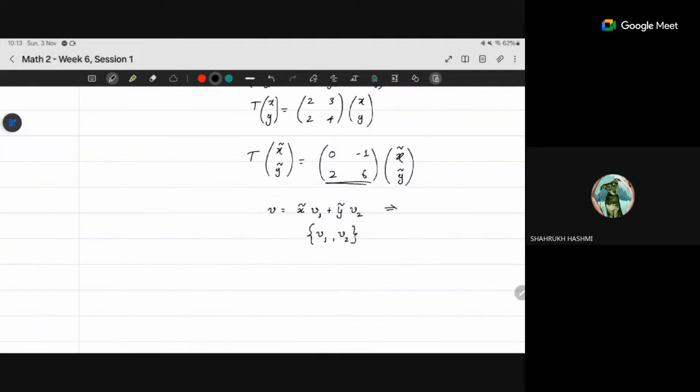If this happens, then T of v is, in this case, minus y tilde times v1, plus 2x tilde plus 6y tilde times v2. I've taken v1 and v2 for both domain and codomain; in general, it will not be that. So the only change is that you don't use the standard coordinates. When you have a matrix representation with respect to a different basis, you have to express your vector with respect to that basis, and you will get the coordinates with respect to that basis.